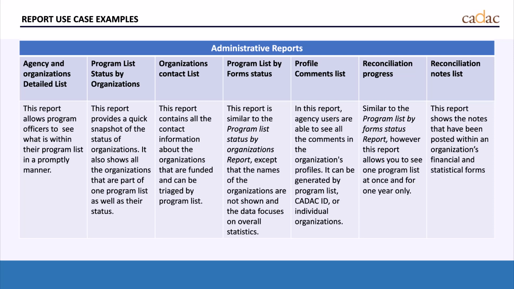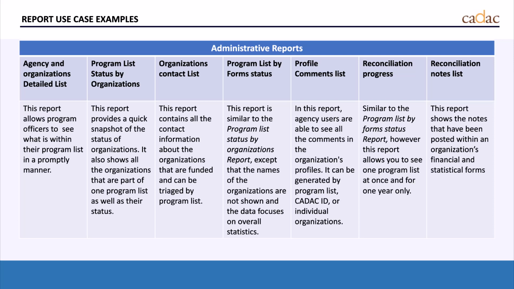The third one is the organization's contact list. This report contains all the contact information about the organizations that are funded and can be triaged by program list. The fourth report is the program list by form status. This report is similar to the program list status by organizations report, except that the names of the organizations are not shown and the data focuses on overall statistics.